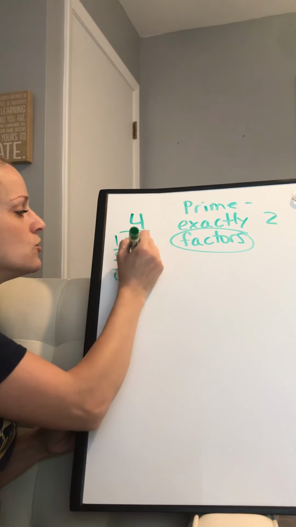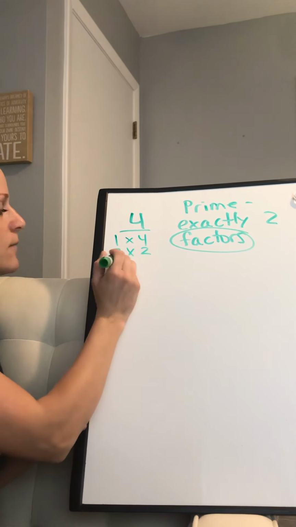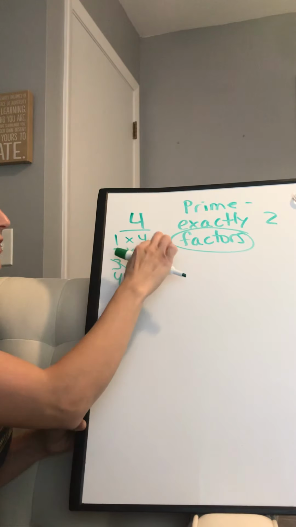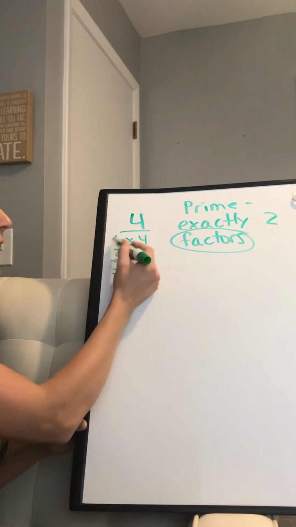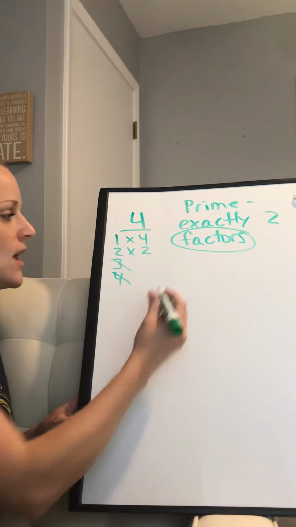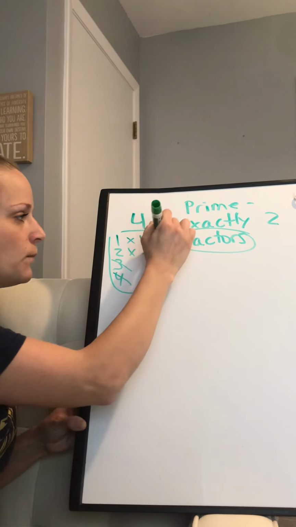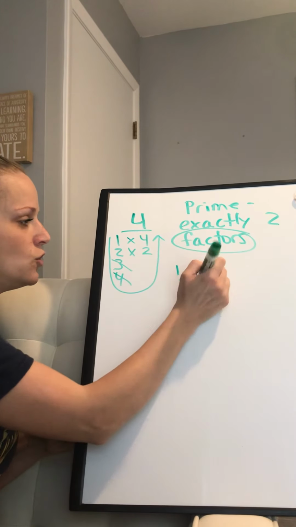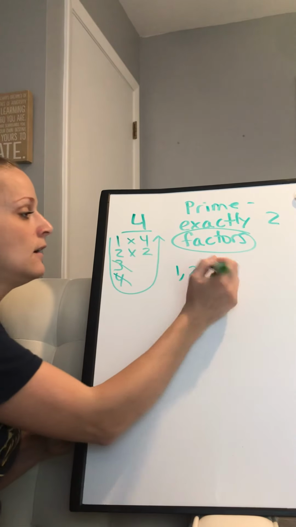1 times 4. 2 times 2. Anything times 3? No. 4 I already did. So now let's see, how many factors do I have here? I have, remember we're going in our U, I have 1, 2, I don't have to write 2 again, and 4.